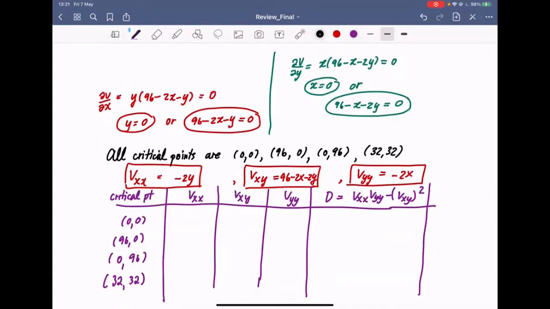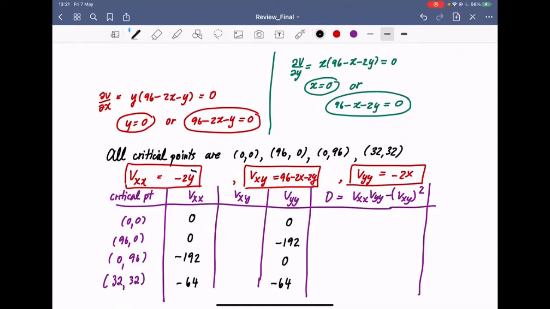So vxx is, well, you plug in. I'm sorry, you have negative 2y here, so you can see y is just here. So you plug in, this is going to be 0, and then negative 192, and this is negative 64. Okay, and next one, let's do vyy first. Vyy is going to be negative 2x, which is this thing. So it's going to be 0, and then negative 192, and then 0, and then negative 64.